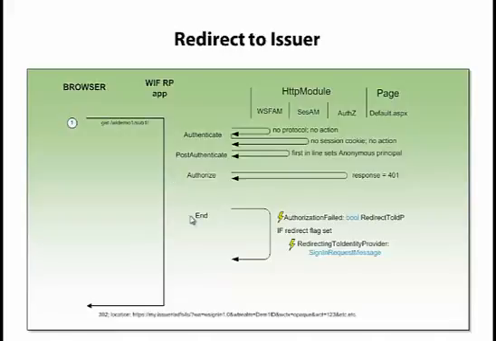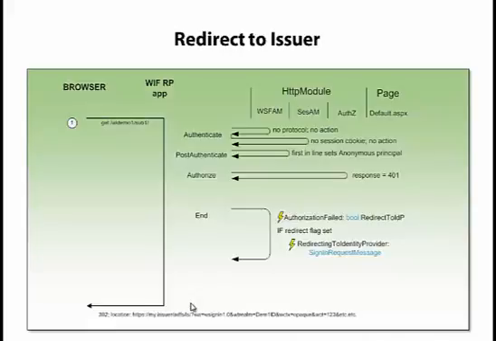In the end event, the protocol module has been registered. It will fire the authorization failed event. In there, you can manipulate the redirect to identity provider flag. If it is still set, then it will generate a new event, which is redirecting to identity provider, where you have the sign-in request message, which you can modify, and after that it will result in the real redirect, in which the 401 was changed into a 302.